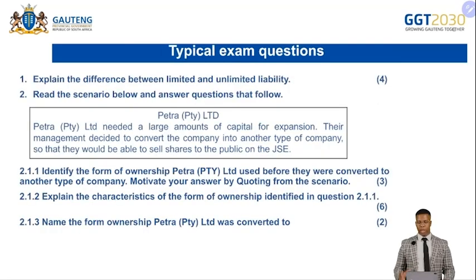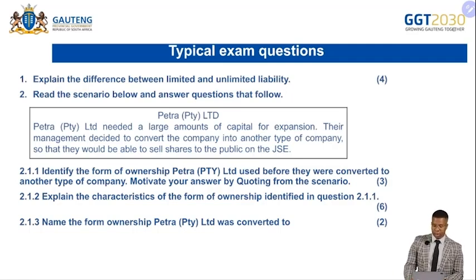Then we now have a typical exam question. Okay, let us look into our typical exam question again. We have question 1, which reads as follows: explain the difference between limited and unlimited liability for 4 marks. And then we have question 2, where the instruction is to read the scenario below and answer the questions that follow. We have Petra Pty Ltd.